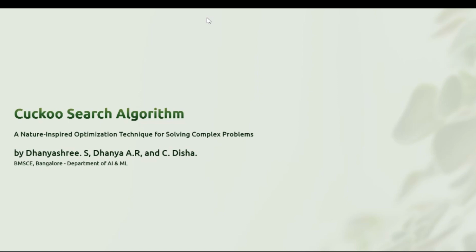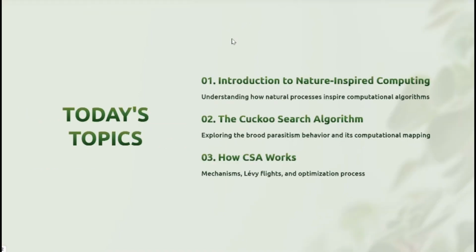We will introduce you to the fascinating world of Cuckoo search algorithm, a nature-inspired optimization technique. We are the students of the Department of AIML of BMS College of Engineering. So today we'll be learning about what nature-inspired computing is, what Cuckoo search algorithm is, and how Cuckoo search algorithm works.